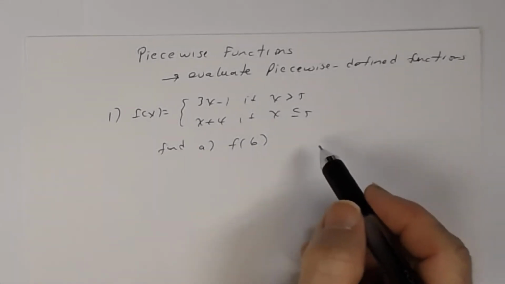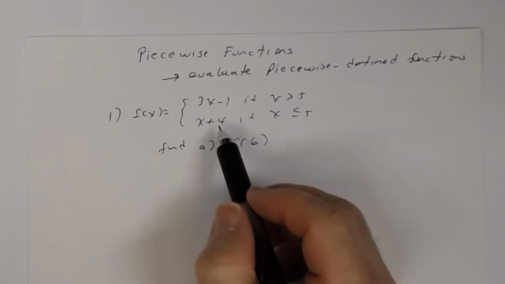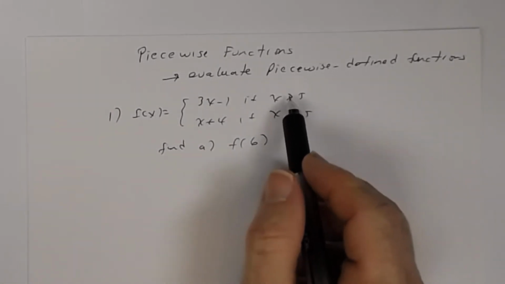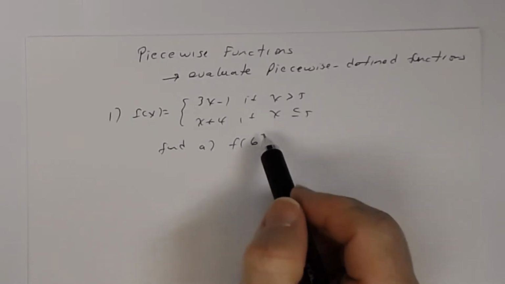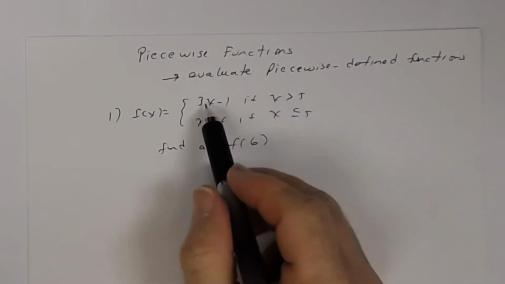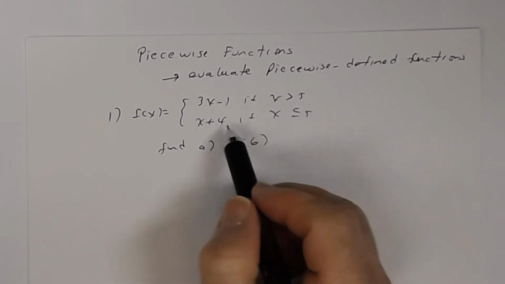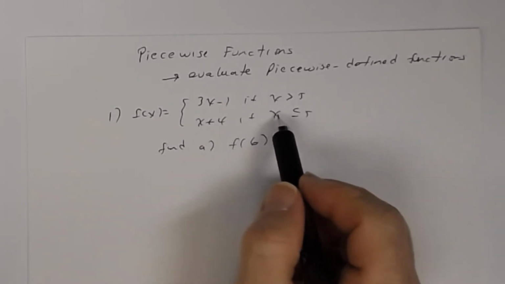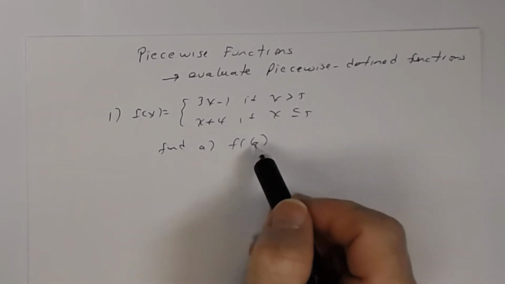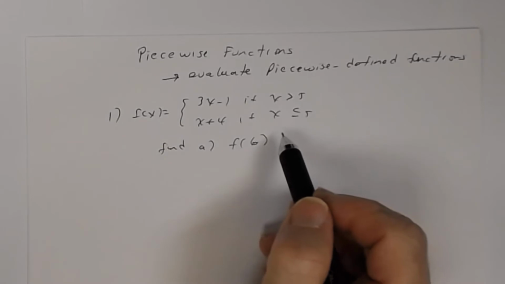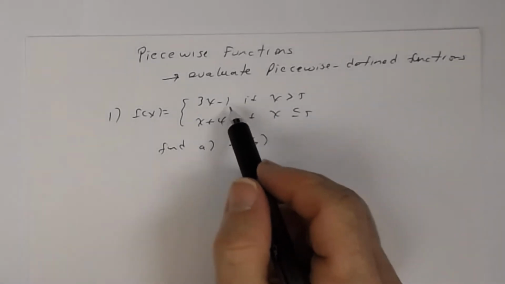Let's say a, we want to find f of 6. So let's think about what that means. I have to determine which one I will use, the first one or the second one. Well, that depends on your domain. This says I'm going to use 3x minus 1 if the x value is greater than 5. This says I'll use x plus 4 if the x value is less than or equal to 5. So the question is, is 6 greater than 5 or is 6 less than or equal to 5? Well, it's greater than 5, so you're going to use this one.